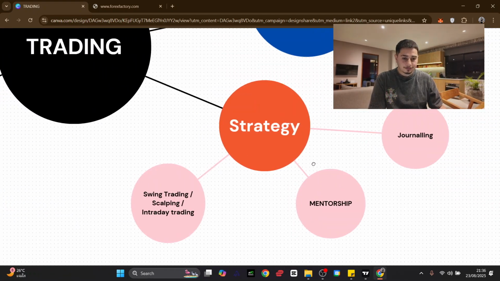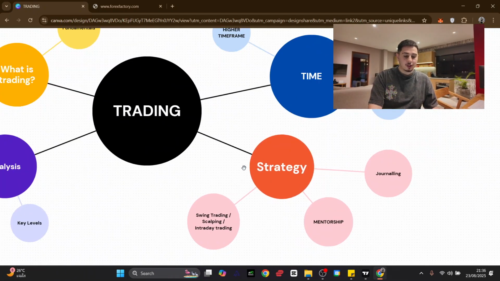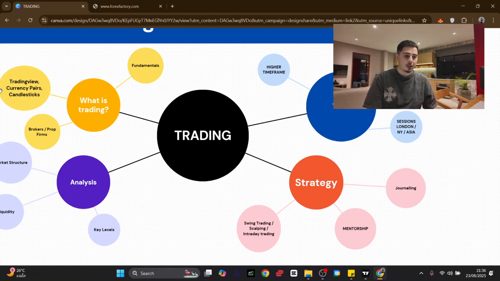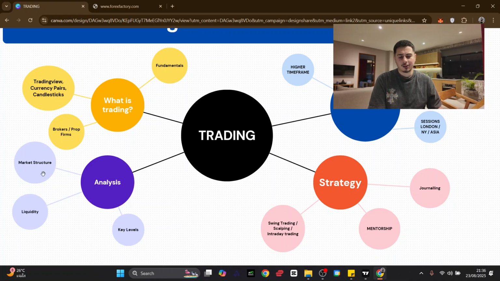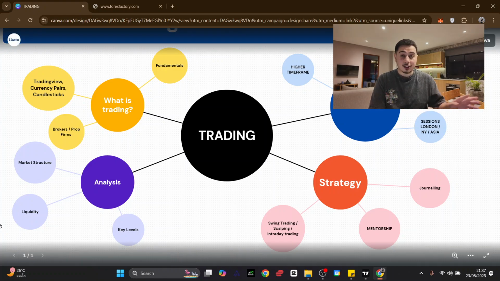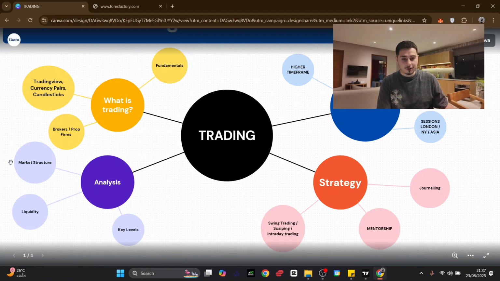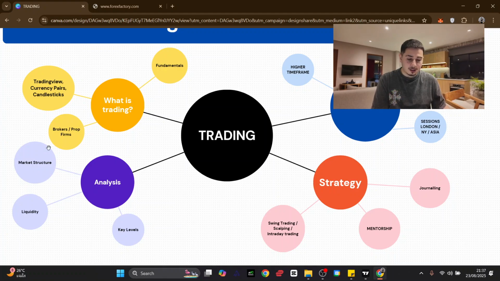So now the final part that I want to get to is the strategy. So far you've learned about what is trading, a little bit about time and why time's important, and a little bit about what is analysis, because the analysis part, in my opinion, the market structure, liquidity, and key levels, is fundamental in any strategy that you go to. Any strategy, you have to understand this. Some people might teach it differently, but you just have to learn this. You can't, in my opinion, be a trader without really understanding these to some extent.